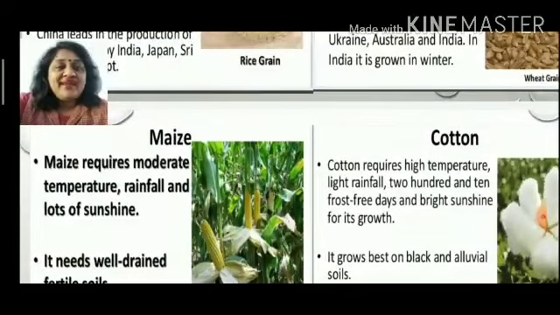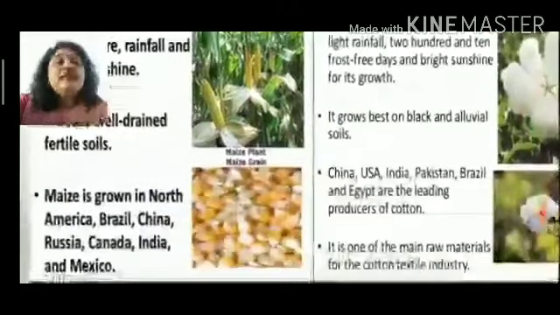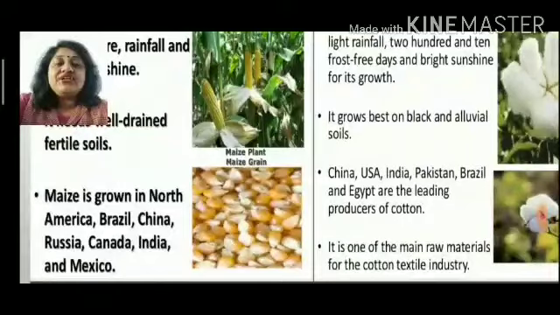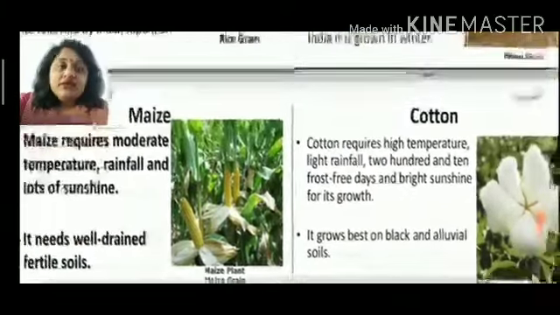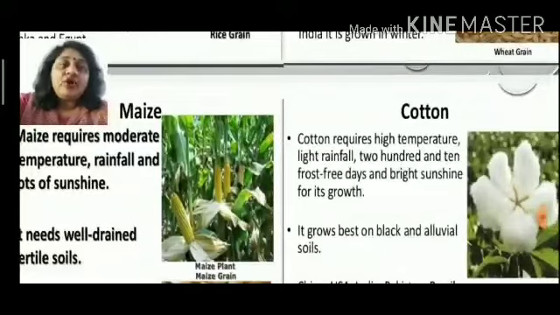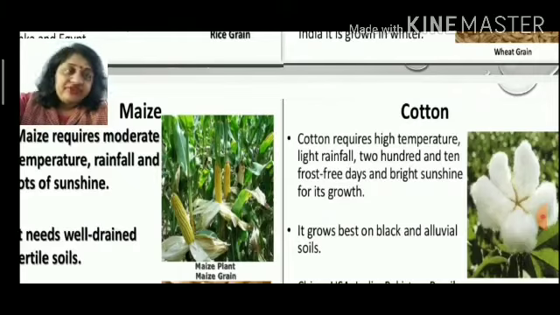Maize requires moderate temperature, rainfall and lot of sunshine. It needs well-drained fertile soils. Maize is grown in North America, Brazil, China, Russia, Canada, India and Mexico. Here, the next and very again important crop is cotton. Cotton requires high temperature and light rainfall, 210 frost-free days and bright sunshine for its growth.